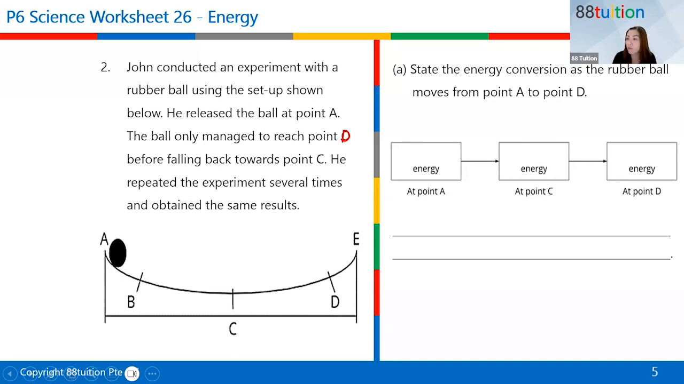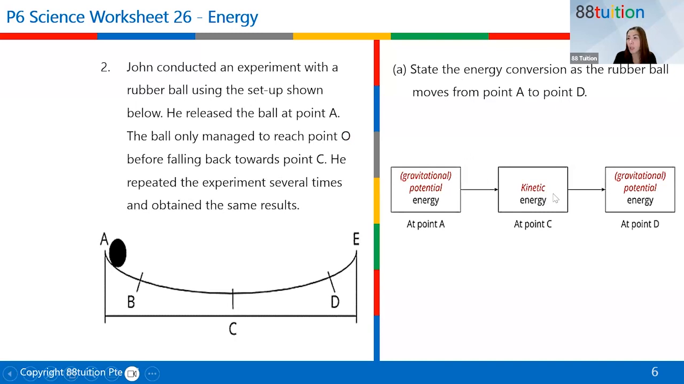State the energy conversion. Okay, energy conversion, let's see. So you have gravitational potential energy converted to kinetic energy, then back to gravitational potential energy.